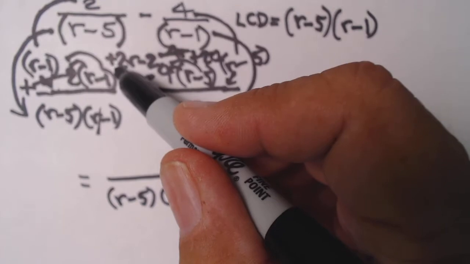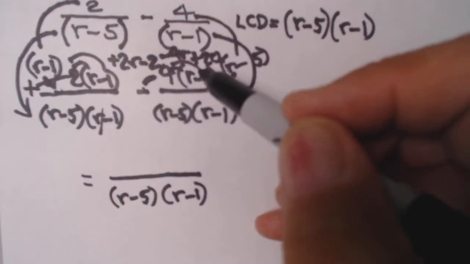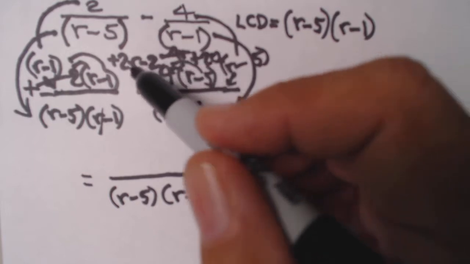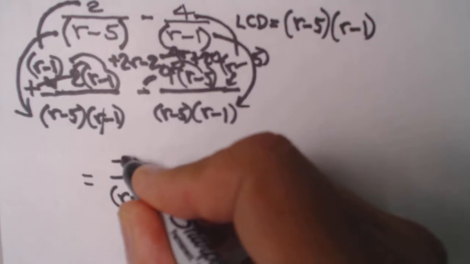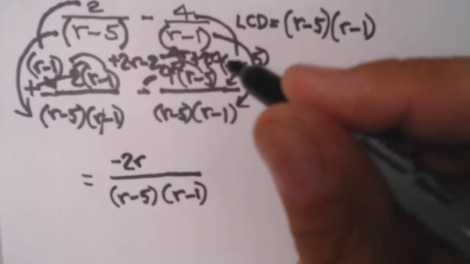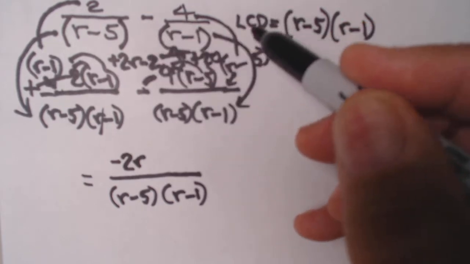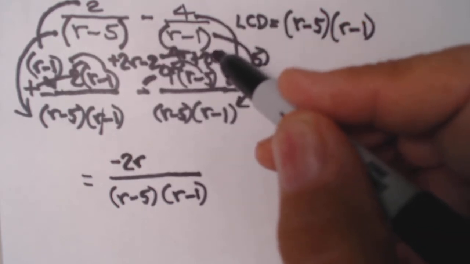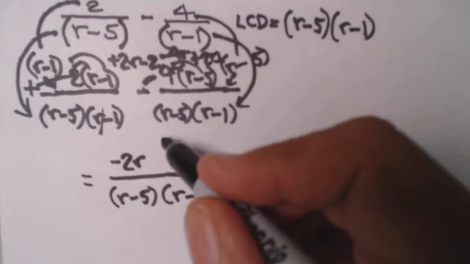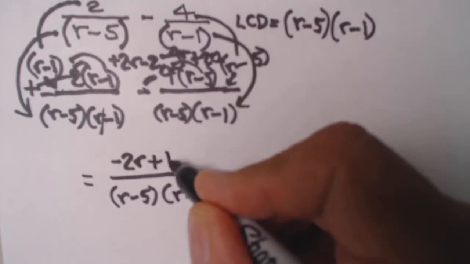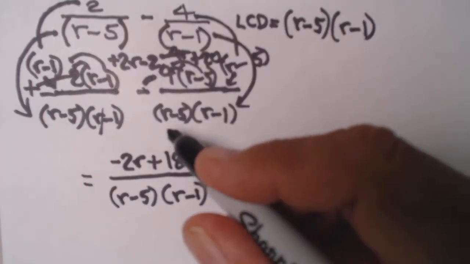Okay, we had plus 2r here, and remember this one was minus 4r, so plus 2r minus 4r is negative 2r. That takes care of the r's. Now for the plain numbers, I've got negative 2 plus 20, and positive is going to win by 18. So there we go. Okay, so there's our answer.